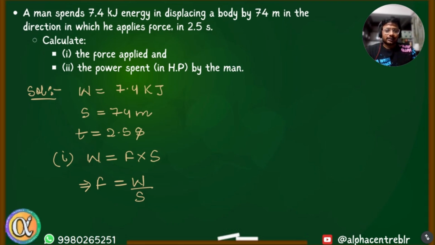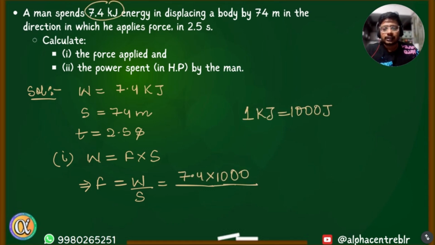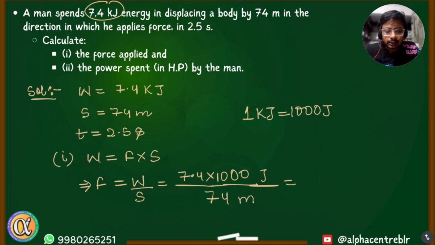Using the formula work is equal to force into displacement, we write force is work done by displacement by manipulating that formula. So what is work done? 7.4 into 10 to the power 3 by 74. So just multiply with 1000, because 7.4 kilojoule is 7400 joule. So multiply with 1000 to convert this to joule. Displacement is 74 meters. Now this is 7400 divided by 74.